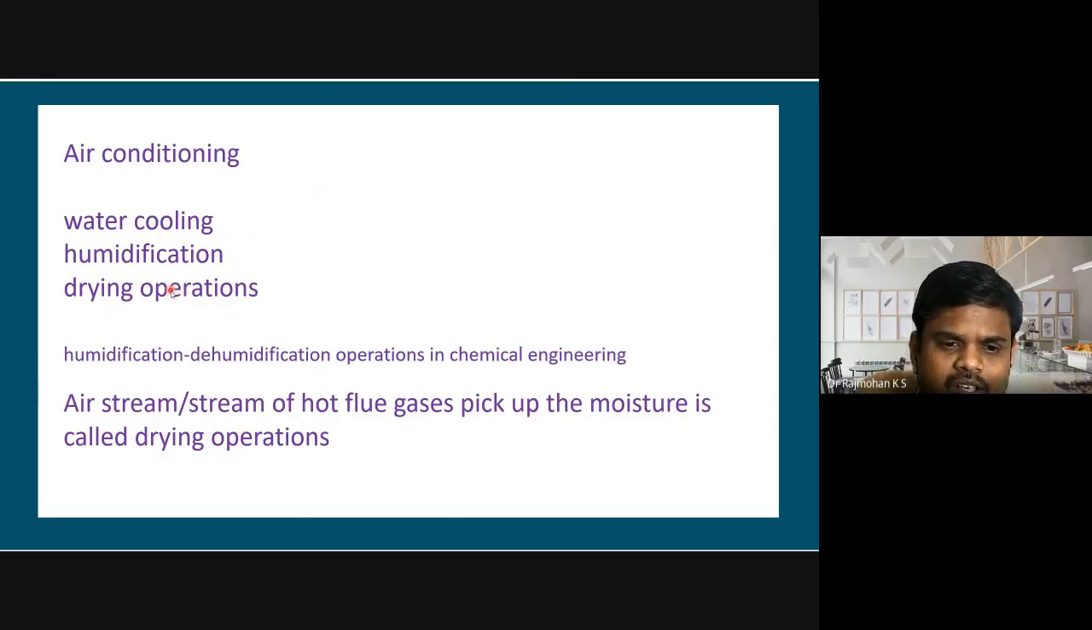Air and vapor are coming into contact with each other. Okay, so thus an air stream or stream of hot flue gases picking up the moisture from a solid substance is called a drying operation. Even in drying operations in cement industries, food industries, pharmaceutical industries, we may use hot air, which will be taking away the moisture from the surface of the solids, right? That drying operation, again, you will be learning in detail in Mass Transfer 2 in your third year or fourth year.